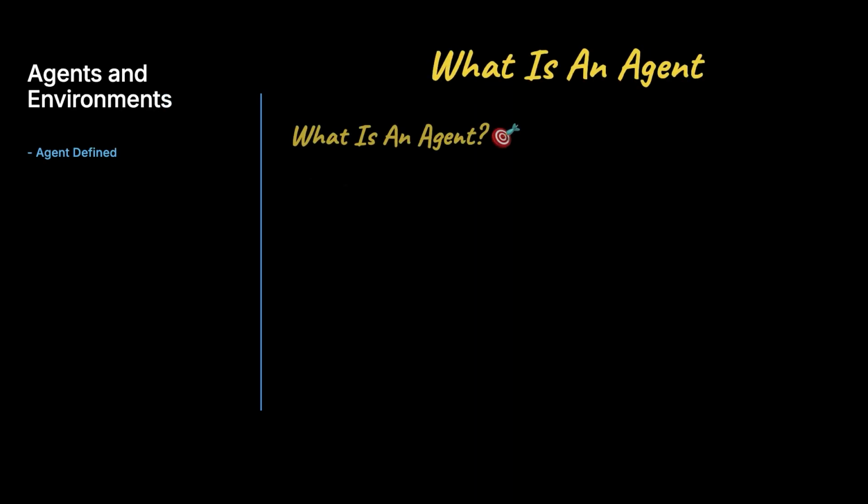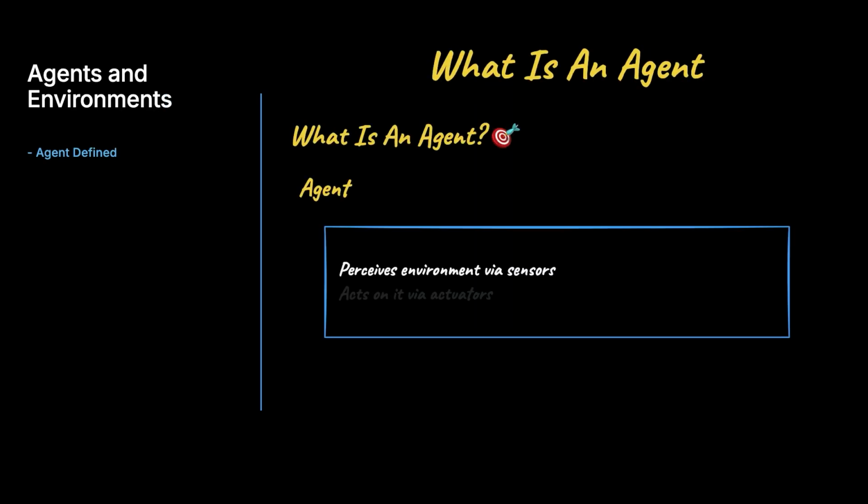So what exactly is an agent? An agent is anything that can be viewed as perceiving its environment through sensors and acting on it through actuators. Notice that phrase, anything viewed as. Being an agent is a point of view we adopt, not a special object. Even a human or thermostat fits.